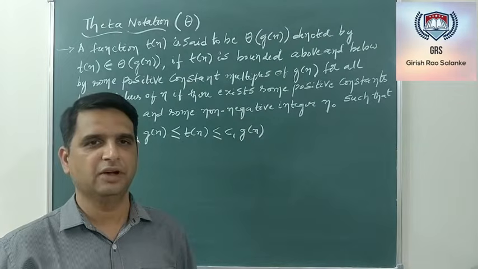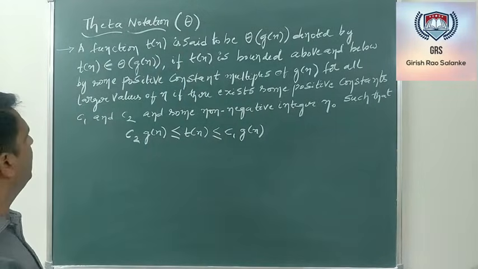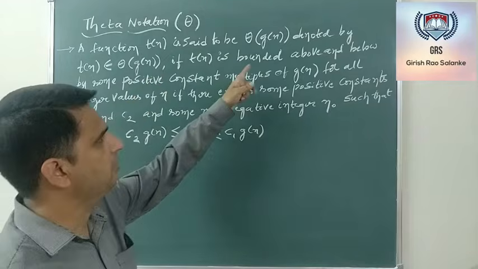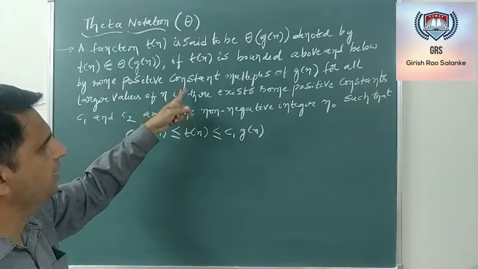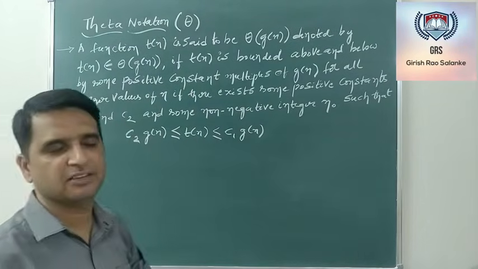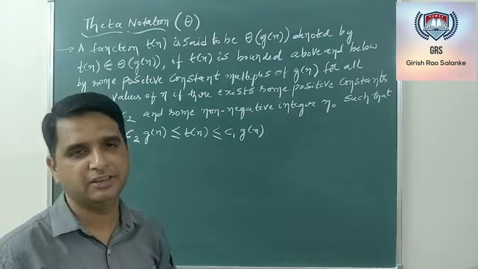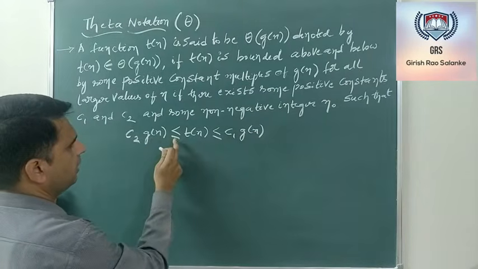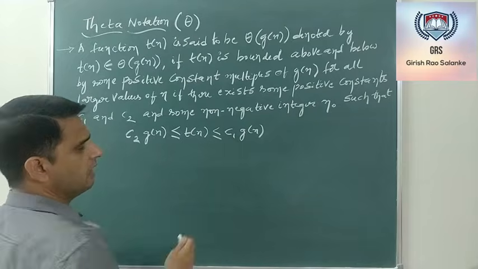Coming to the definition of theta, a function t of n is said to be theta of g of n, denoted by t of n is equal to theta of g of n, if t of n is bounded above and below by some positive constant multiples of g of n for all larger values of n. That is, if there exist some positive constants c1 and c2 and some non-negative integer n naught such that c2 into g of n is less than or equal to t of n, which is less than or equal to c1 into g of n.